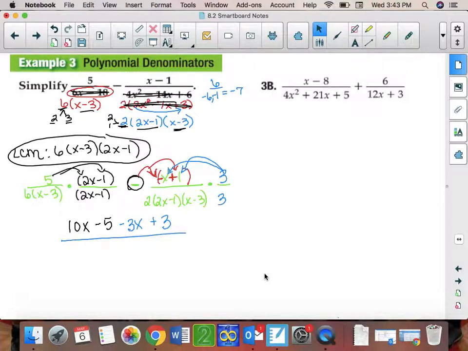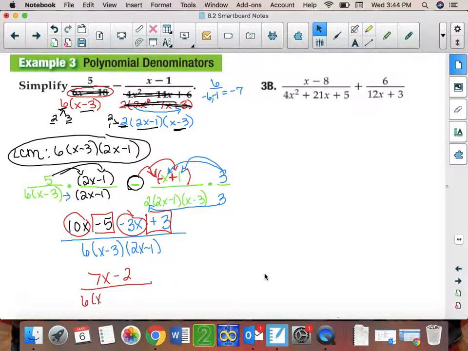And then on bottom, remember my denominator is going to be whatever that LCM was that we were trying to get, 6 times x minus 3 times 2x minus 1. And you can see that that actually is what you get for your denominator for both. And after that, I'm just going to combine like terms. So 10x minus 3x would be 7x. And negative 5 plus 3 would be negative 2. And then I'm going to write my denominator. And everything should be simplified. And we are done. And there's our answer.